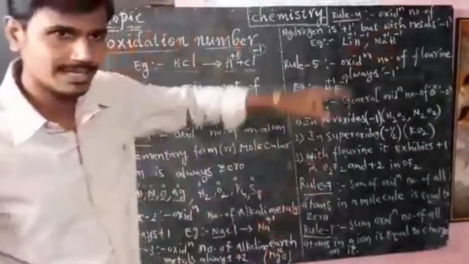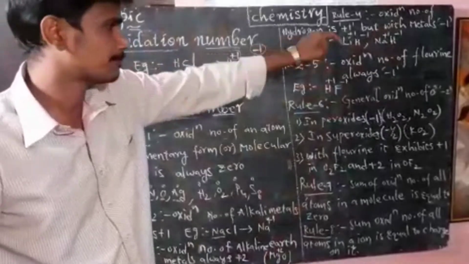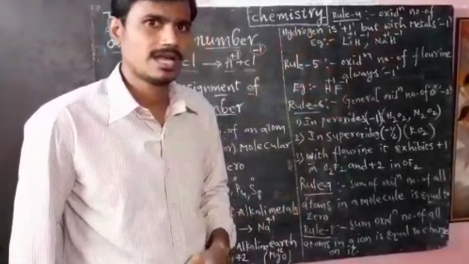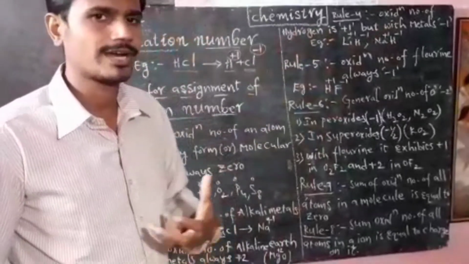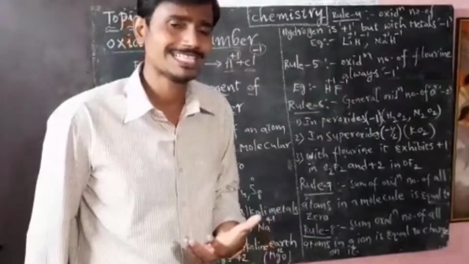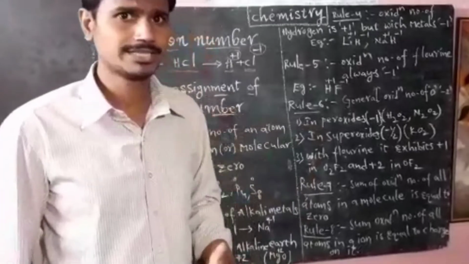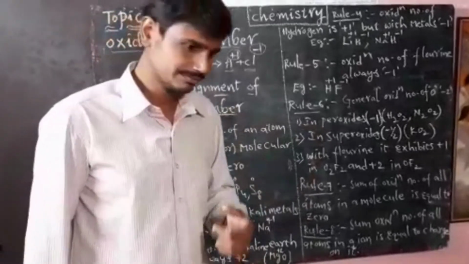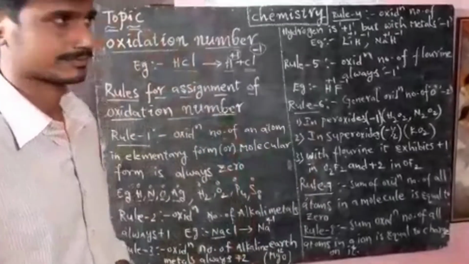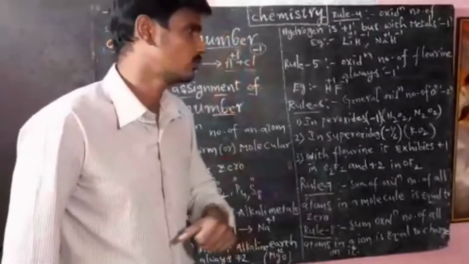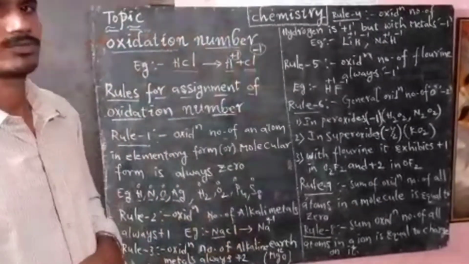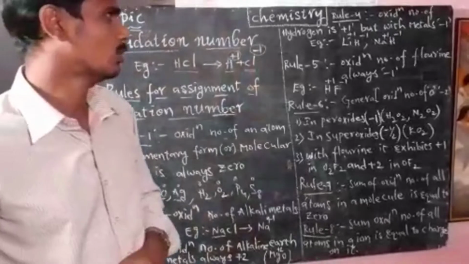That is the important thing here. The actual oxidation number of hydrogen is +1, but when it is combined with metals, it shows oxidation number -1. That is rule 4. Next, we are going to discuss rule 5.